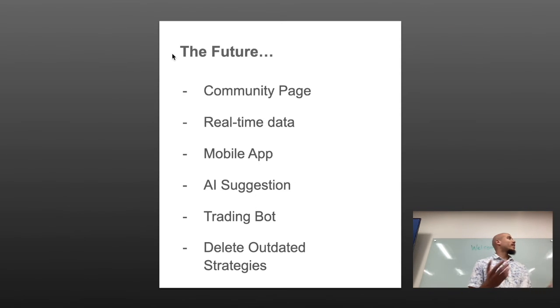So for the future of the app, what I plan on doing is creating a community page where not only are the strategies that you create accessible to you, but they're accessible to the community once you make them public. If you decide to make a strategy that's very successful and doing very well for you, you can make it known to the other users. Also, real-time data instead of the demo data that I have now, which I would have implemented originally in the app, but unfortunately the real-time data costs money.